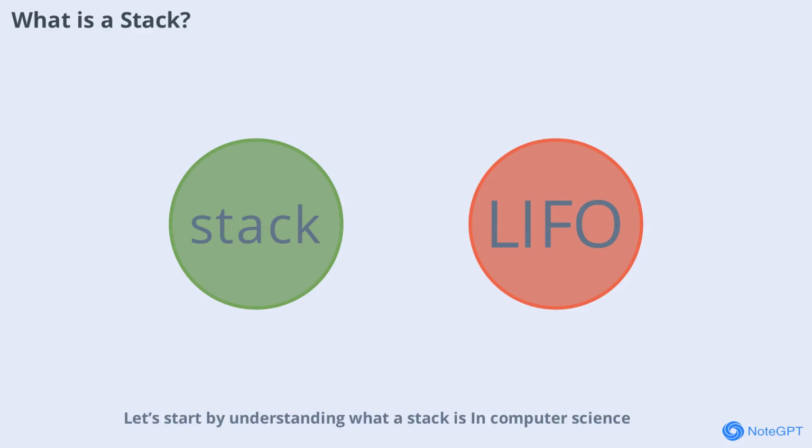Start by understanding what a stack is. In computer science, a stack is a linear data structure that follows a particular order in which operations are performed. The order is commonly known as LIFO, which stands for last in, first out. This means the last element added to the stack will be the first one to be removed.